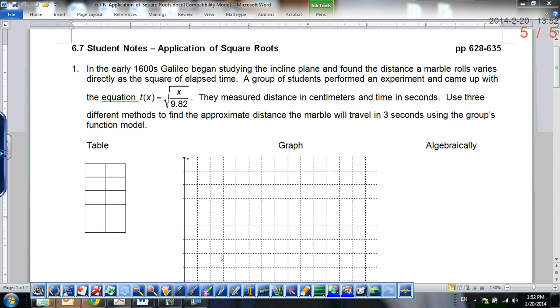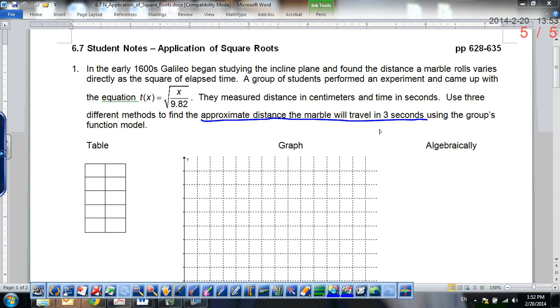All right, so what are we comparing? Distance and time. Normally, when we compare distance and time, time is the independent variable and distance is the dependent variable. But in this case, we are given that time is t of x, and that's equal to the square root of distance divided by 9.82. So in this case, time is your y value, and distance is your x value. We're going to talk about the different ways we can solve a problem like this. We're asked to figure out the approximate distance that the marble will travel in 3 seconds.